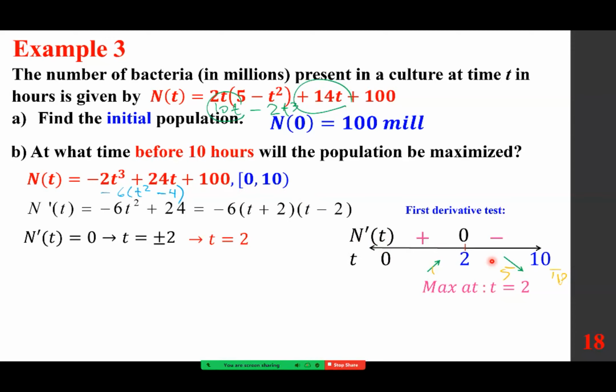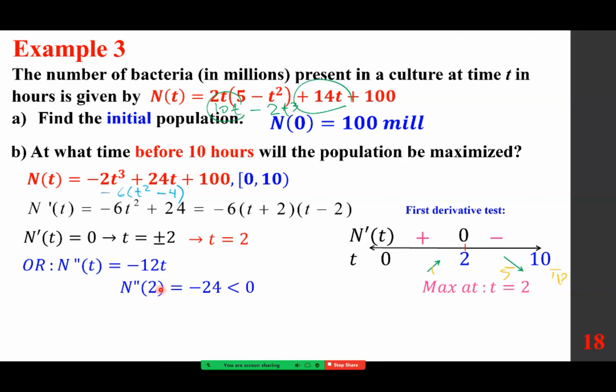What I want to show you is the second derivative test does the same thing, and it's a tad faster. You don't have to go through the sign graph. So take a look at n prime. What is n double prime, everybody? Minus 12t. Now, according to the second derivative test, you have to plug in the critical point. It's either positive or negative. So if I plug in 2, I get minus 24, which is negative.